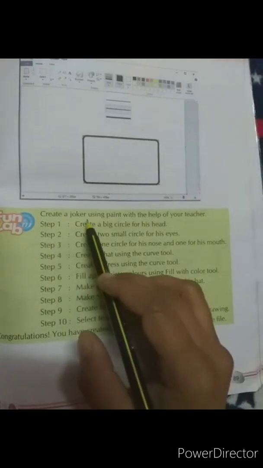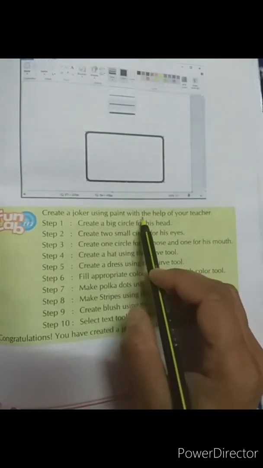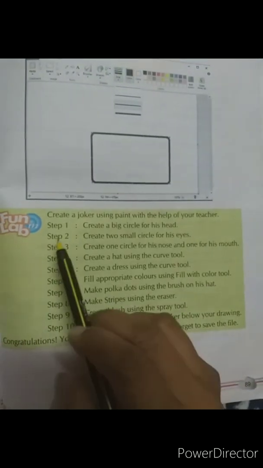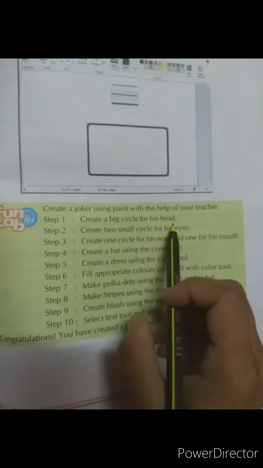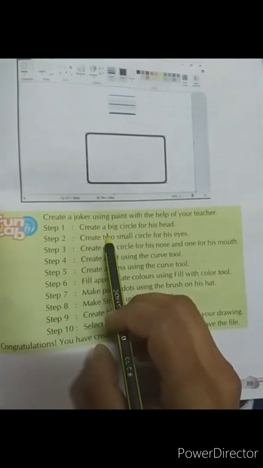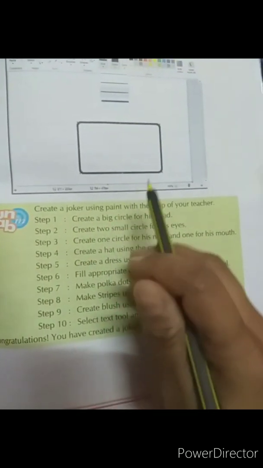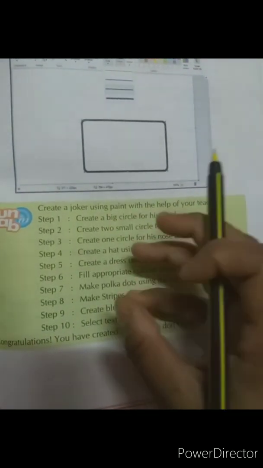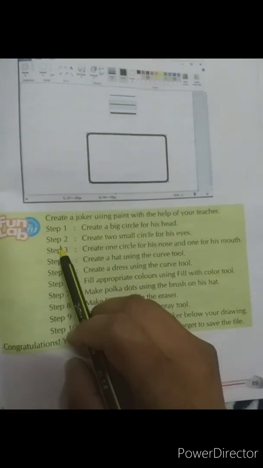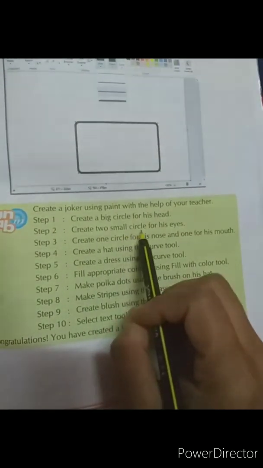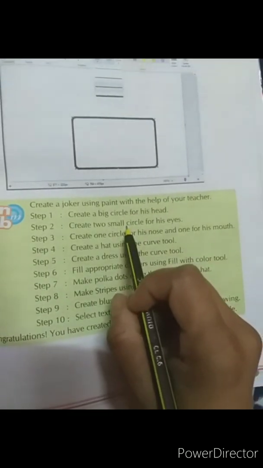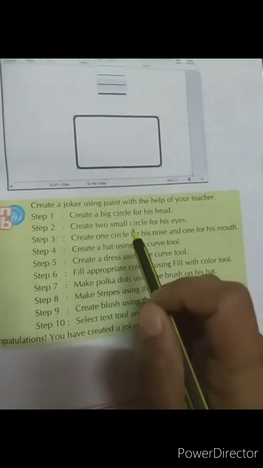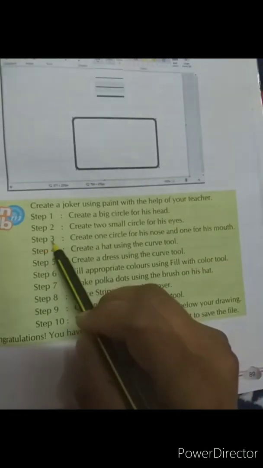Now, see this green box. Create a joker using Paint with the help of your teacher. Step 1. Create a big circle for his head. You will select the circle and drag the mouse to whatever size you want. Step 2. Create two small circles for his eyes. After that, you will draw small circles for the joker's eyes.